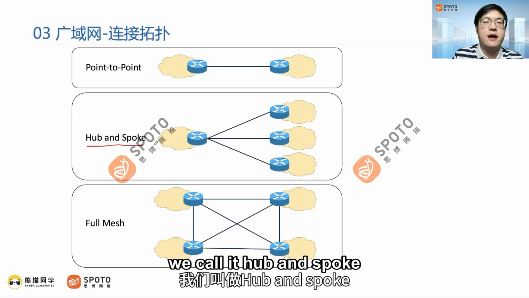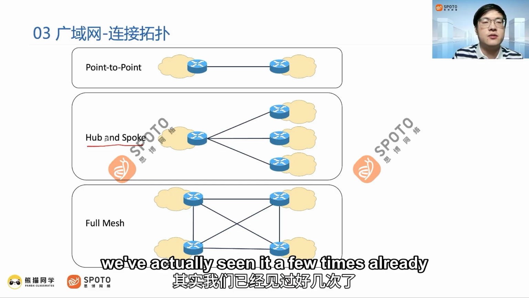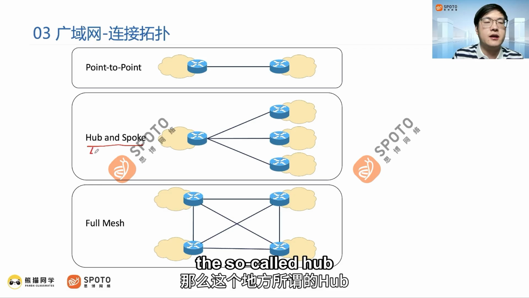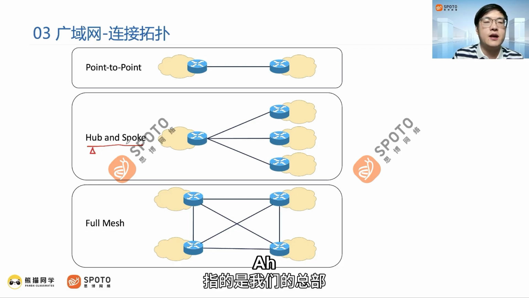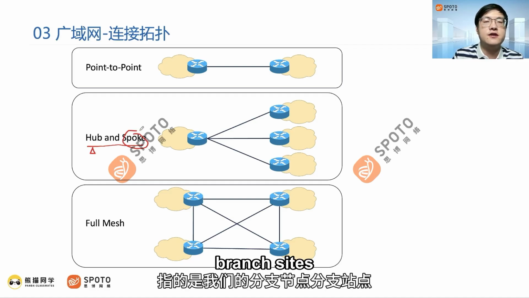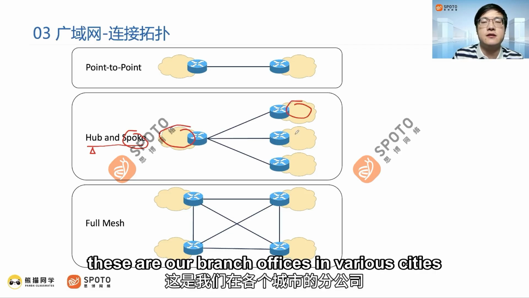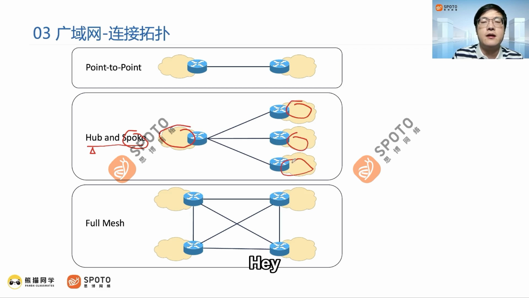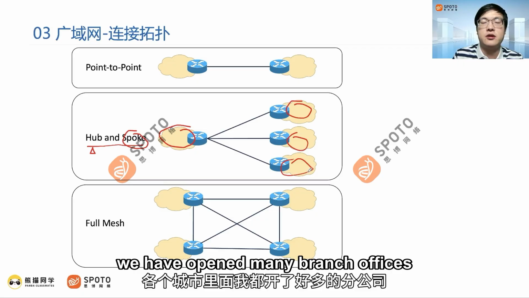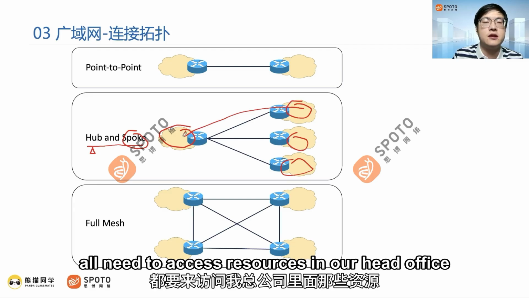We call it hub and spoke. This hub thing, we've actually seen it a few times already. In this, the so-called hub refers to our headquarters, and spoke refers to our branch nodes. For example, this is our head office, and these are our branch offices in various cities. As our company scale grows, in each city we have opened many branches, and the staff inside these branch offices all need to access resources in our head office.